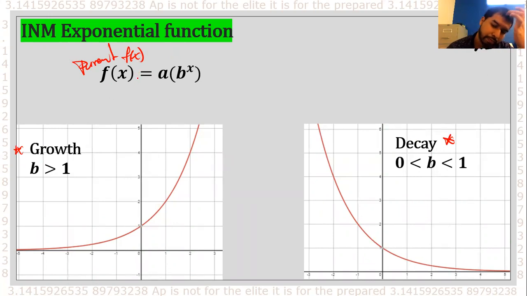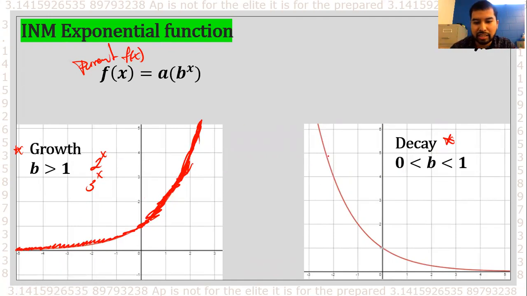Alrighty, when the base is greater than 1, like 2 to the x, 3 to the x, and so forth, a number bigger than 1 raised to a variable will look something like this. Just ignore that it isn't to scale. I'm just trying to make a solid line.